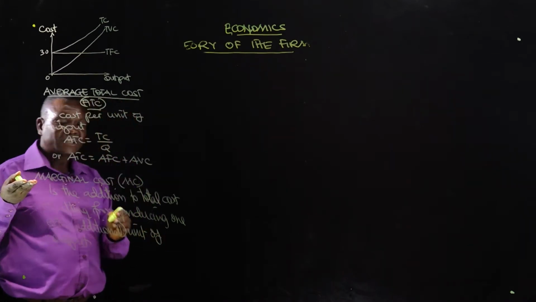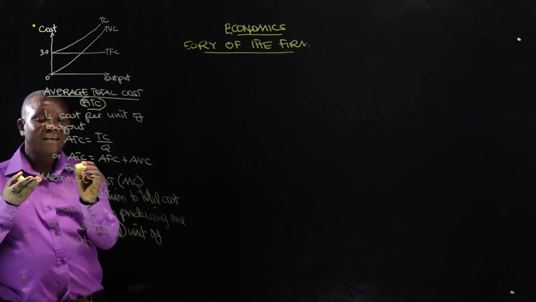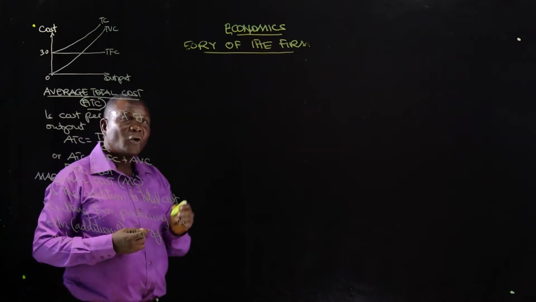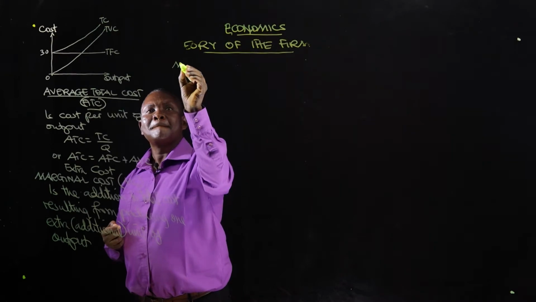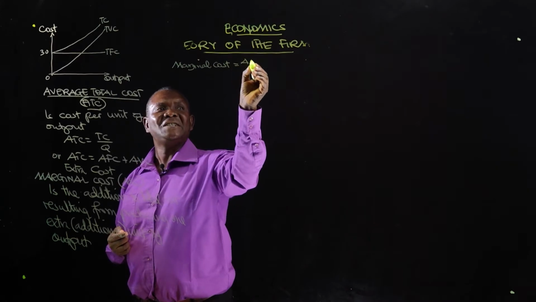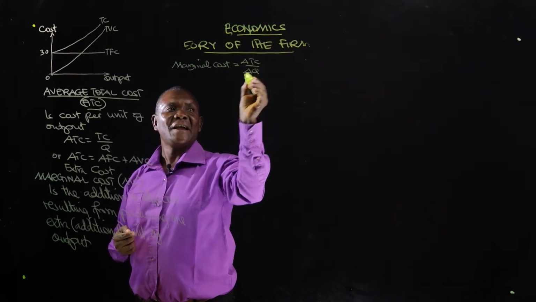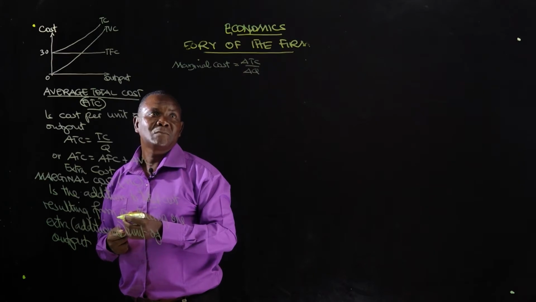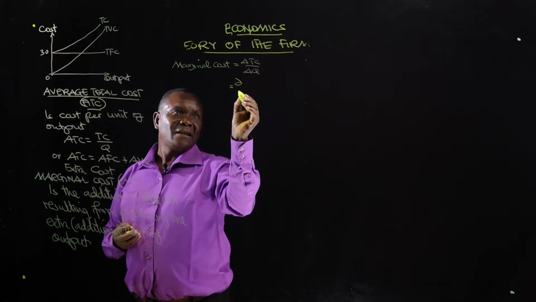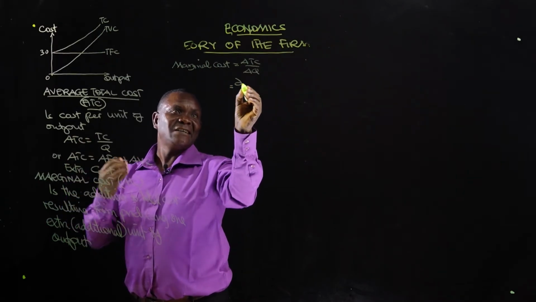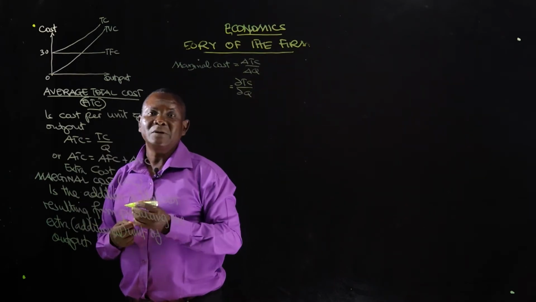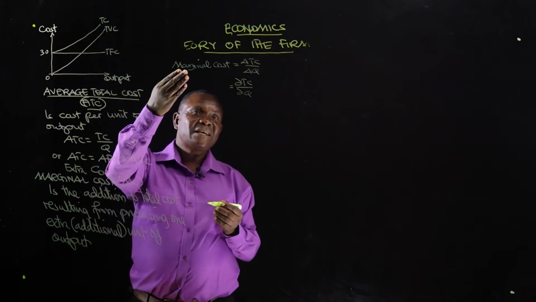I've said marginal cost is sometimes also known as extra cost. To get marginal cost, it is equal to change in total cost over change in output. Sometimes we write this in the form of a differentiation, change in total cost over change in output, and we get marginal cost.